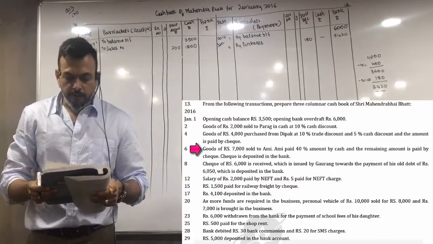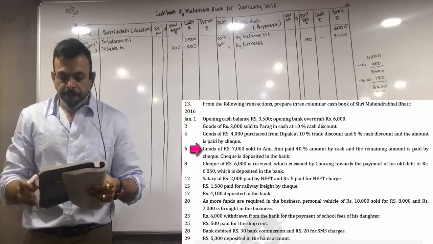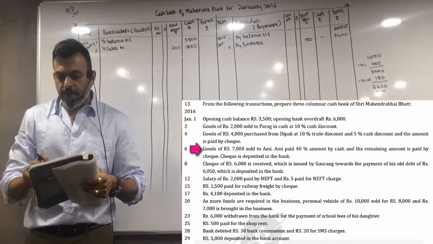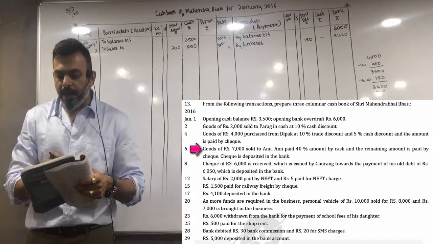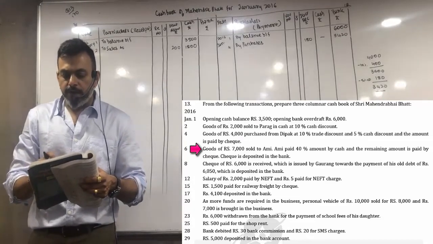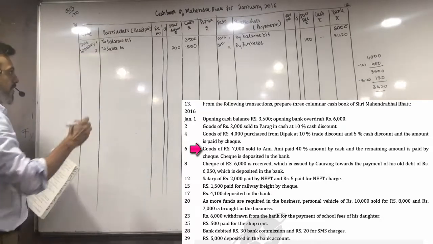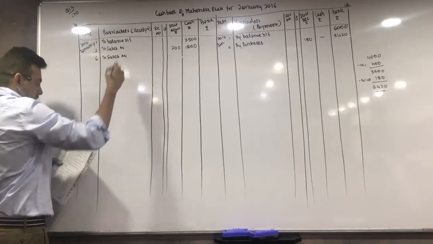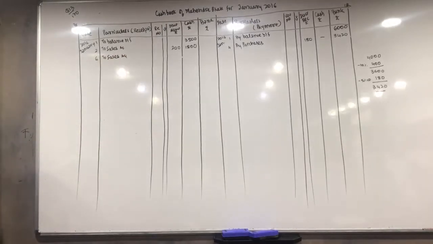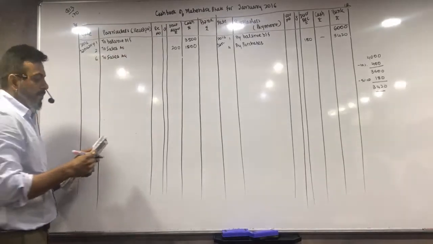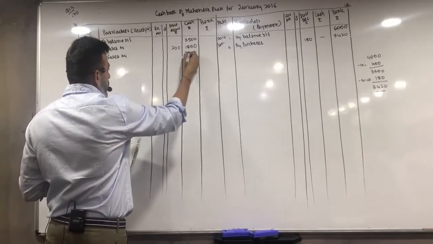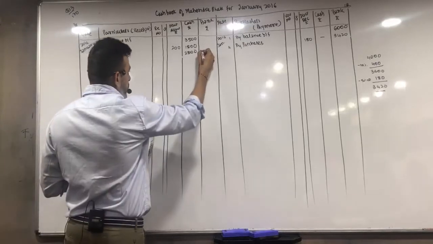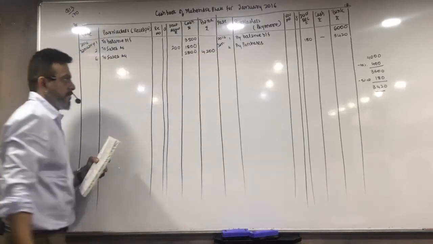Six, goods of 7,000 sold to Ami. Ami paid 40% amount by cash and remaining amount is paid by check. Check is deposited in the bank. So 6, to sales account. 40% of 7,000 by cash, so 2,800, and remaining 60% by check, so 4,200.